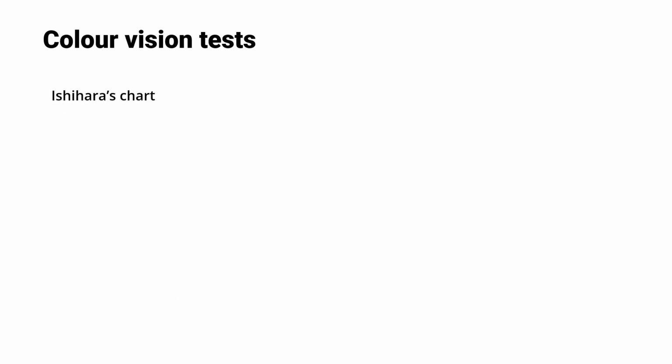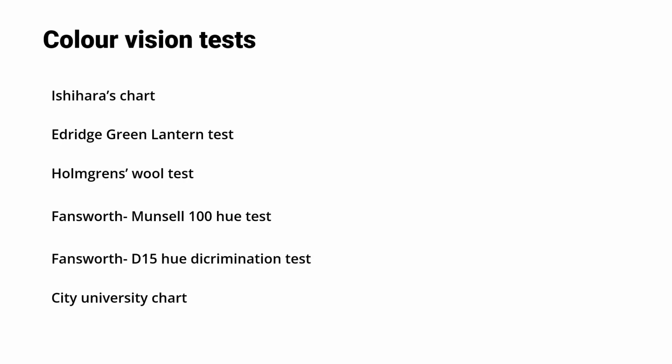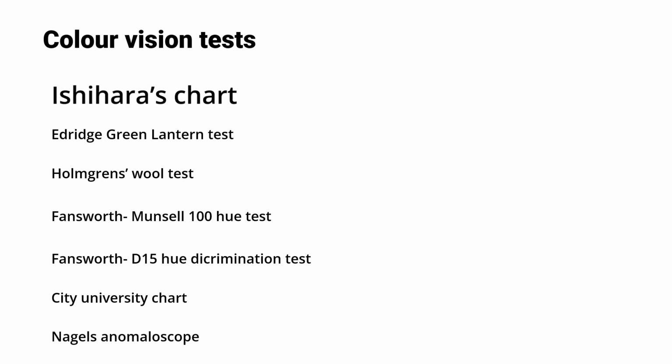So we have around 7 color vision tests: Ishihara's chart, Edridge-Green lantern test, Holmgren's wool test, Farnsworth-Munsell 100 hue test, Farnsworth D15 hue discrimination test, City University chart, and Nagel's anomaloscope. Of these, Ishihara's chart is the most important, and you need to know how to do it and how to interpret it, because this is one of the competencies that you have to know.